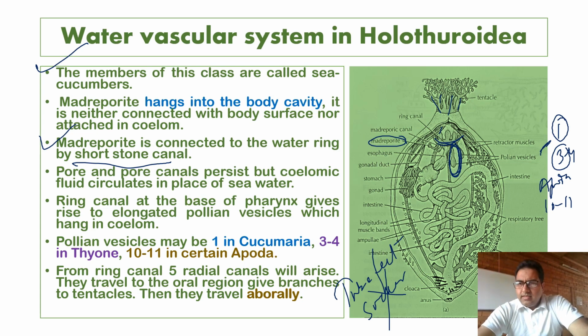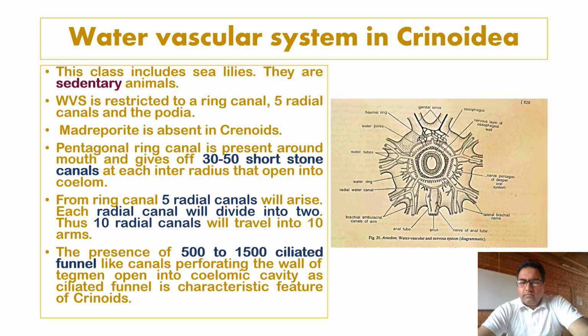So this was about the Holothuroidea. Now we shall be talking lastly about the class Crinoidea of the Echinodermata. We call them sea lilies. They are sedentary animals, that is, attached to a certain substrate, and they have a water vascular system which is restricted to the ring canal.